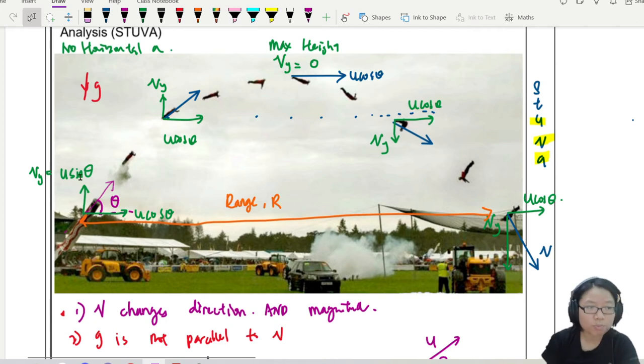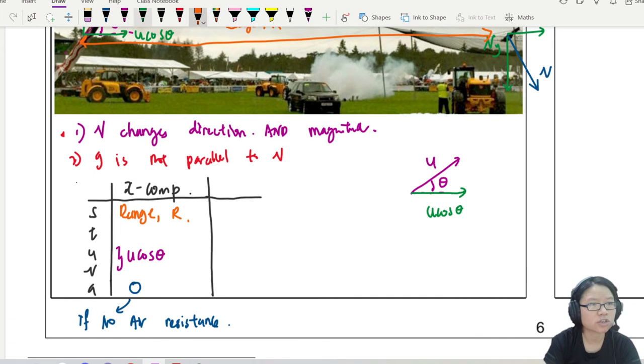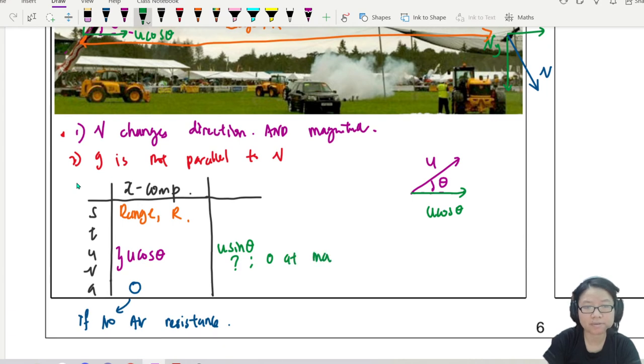If you look at the y component, we start with u sine theta. So let me put that down here first. The initial velocity is u sine theta. And the final velocity, we don't know, but it is zero at max height. Okay, zero at max height. But the important thing here is gravity. The gravitational acceleration is downwards.